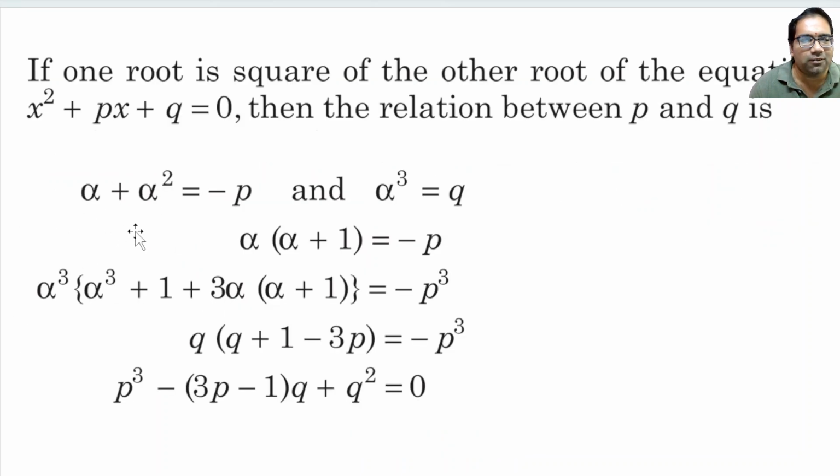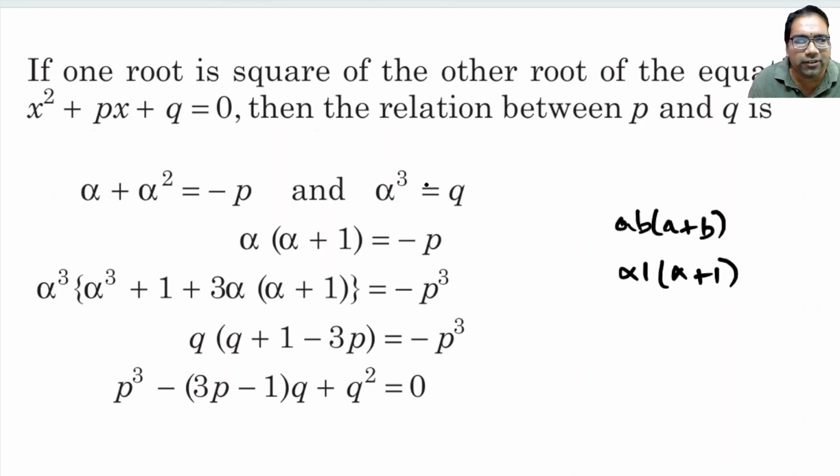We know alpha plus alpha square is minus p, and alpha cube is q. In these two equations, we have to eliminate alpha and establish the relation between p and q. If you look at this alpha plus alpha square, what is this? Alpha into alpha plus 1. We can write it like this, right? So this is in the form of ab into a plus b, alpha into 1 into alpha plus 1.